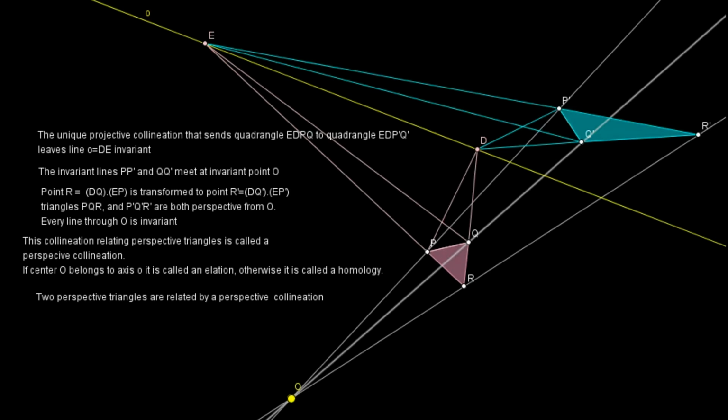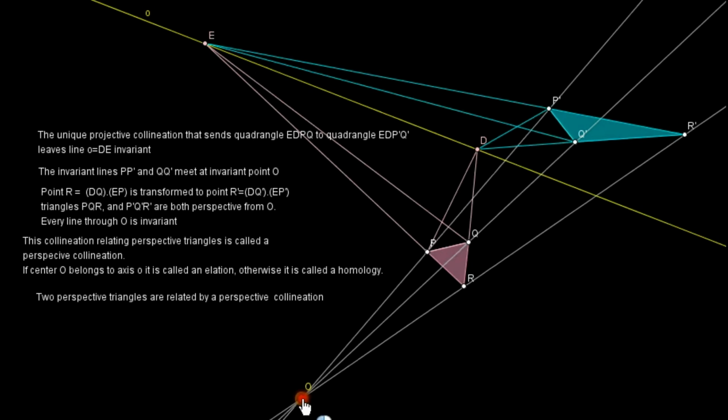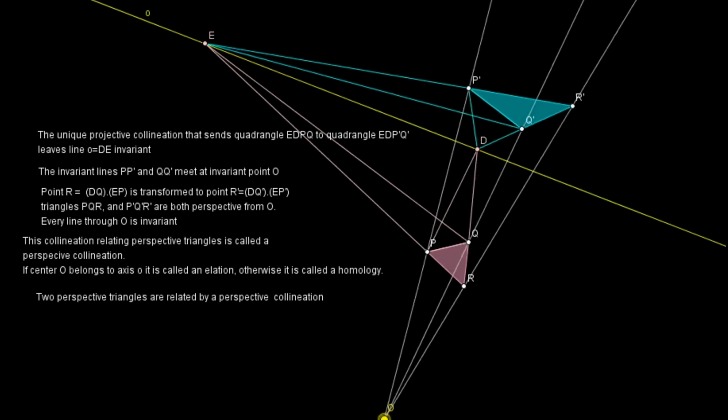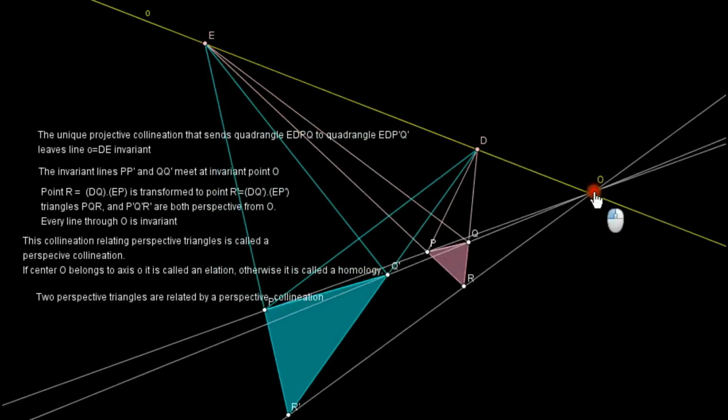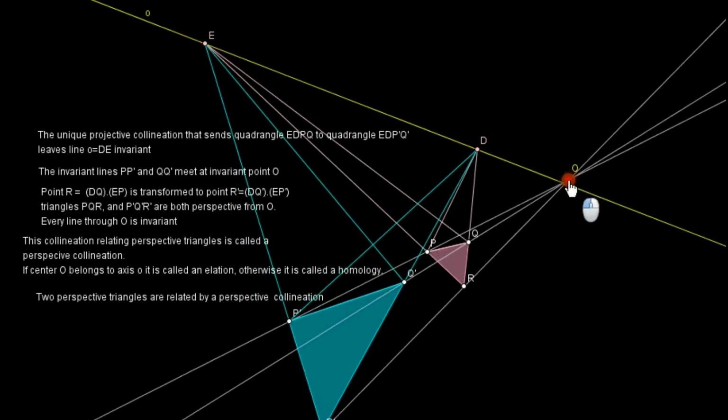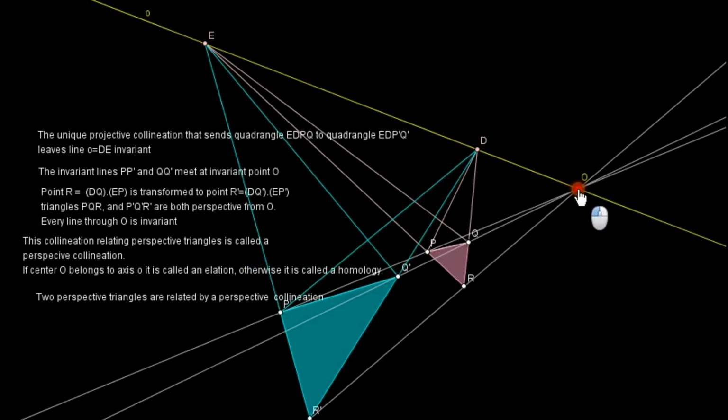Now there are two different possibilities. This generic case where this centre of perspectivity big O doesn't lie upon the axis little o, that's called a homology. Those are the more general kind of thing, which was studied by Poncelet. But also Sophus Lie studied special kinds of perspective collineations, which are called elations. And in an elation, the centre big O of perspectivity actually lies upon the axis little o, like this.